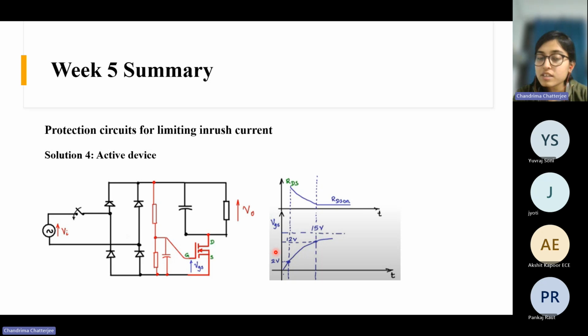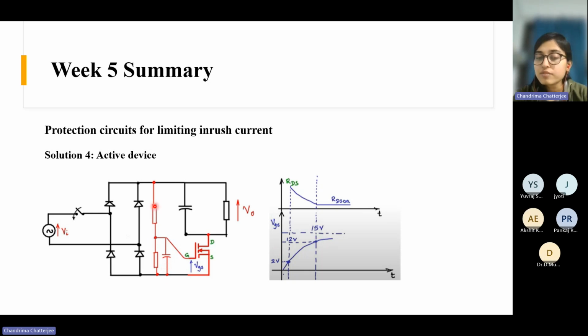So the idea is, during the initial phase we are adding one resistance. This kind of acts as a variable resistance. Initially this resistance is high, and as time passes this resistance decreases. And by this time the circuit reaches steady state. So now we don't need a high value of resistance. Now this MOSFET is fully on and the circuit operates in steady state.